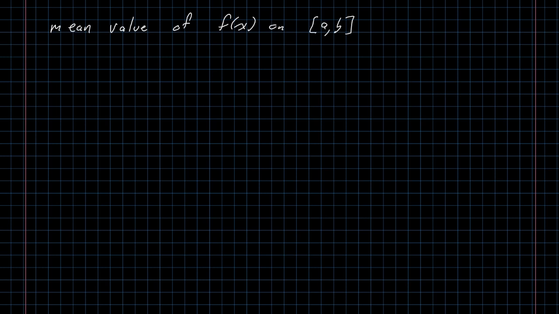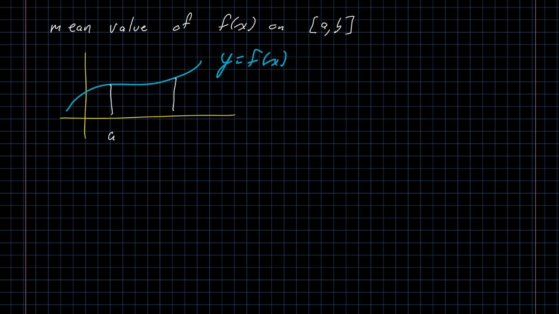If you have a function y equals f of x, and you have a couple of points that you care about, say x equals a and x equals b, in theory, in your previous study of calculus, you learned that the average value, which I'll denote as f with a bar over it, is equal to 1 over b minus a times the integral from a to b of the function f of x dx.